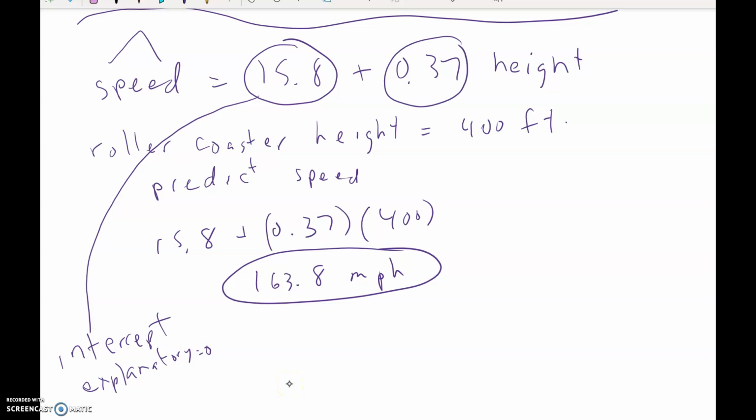And then the 0.37 is your slope. The slope of the line. In other words, how fast that line, that least squares regression line, is rising. More specifically, in this case, it's miles per hour of speed per foot of height. And so, in other words, every time you increase the height of a roller coaster by 1 foot, the speed goes up by 0.37. So it's always your response variable unit per explanatory variable unit. Okay, and that's it for this lesson.